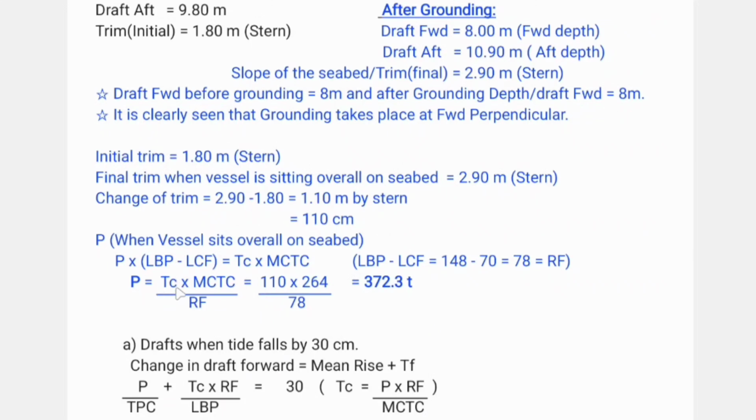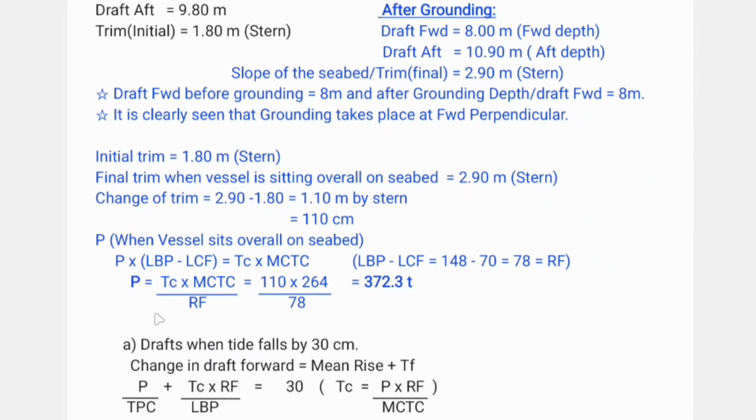So P is equal to change of trim into MCTC by RF, that is 110 into 264 by 78, that is 372.3 ton. This much upthrust force is required when the vessel is sitting overall on seabed.